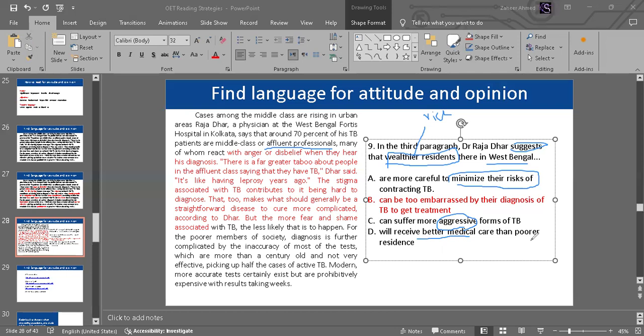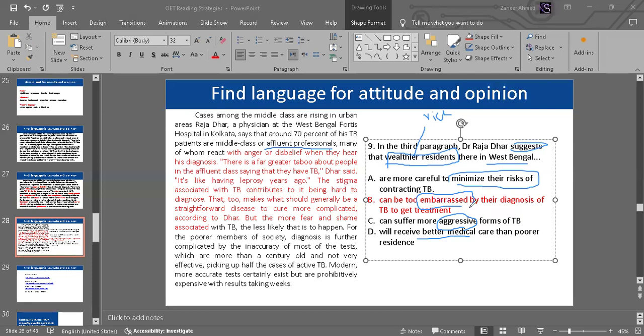It's all about what he said, what was his opinion. His opinion was about their actions. How do they react? They react with anger, they react with disbelief, they feel like it's something very, very bad. It seemed like having leprosy in the past years, and this stigma contributes to this. Everything is related to their embarrassment. There is no information about the minimizing of risks.